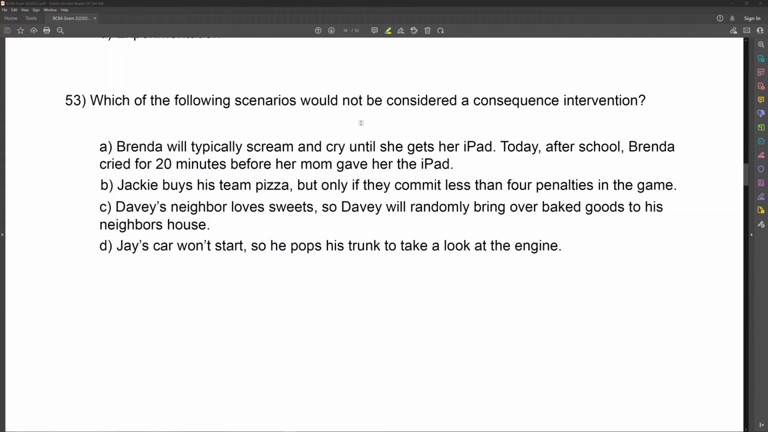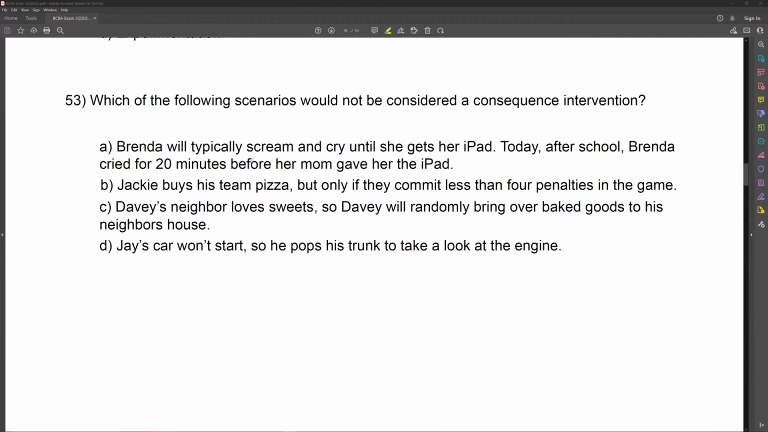Okay, be very careful. So in this case, let's find the 3 that are consequence interventions and pick the one that isn't. So not considered a consequence intervention. What is a consequence intervention? A consequence intervention is reactive. We're reacting to a behavior that just occurred. Okay, we're delivering typically some type of punishment or reinforcement, right? An antecedent intervention is typically preventative. It happens before the behavior. So we're looking for 3 answer choices that are consequence interventions.